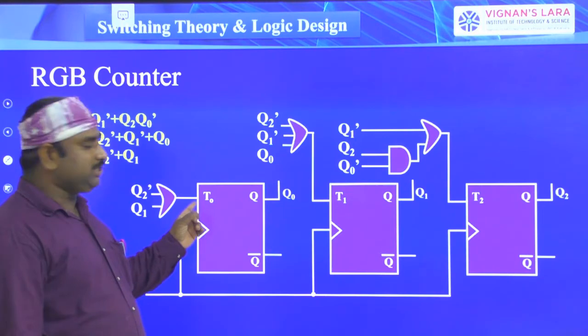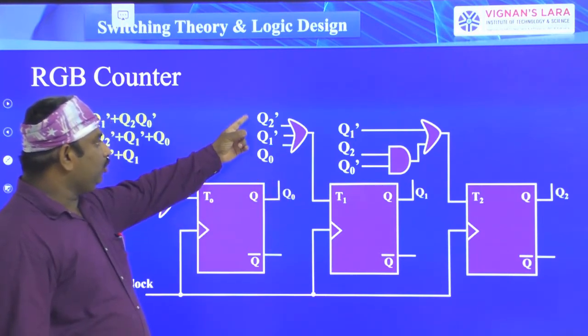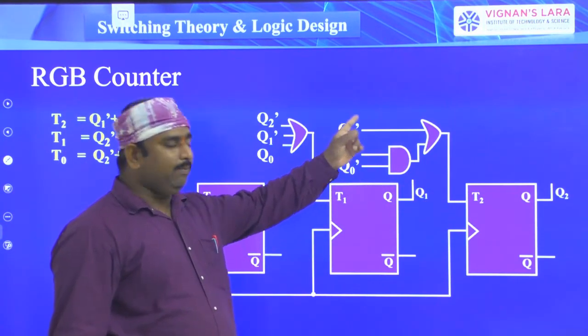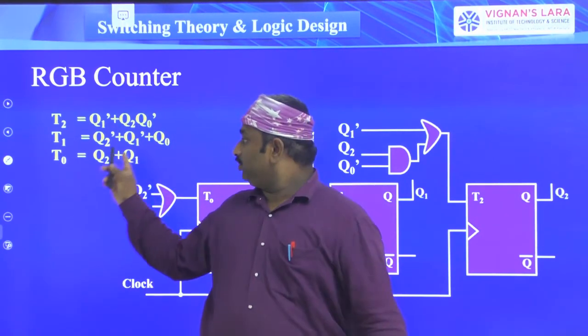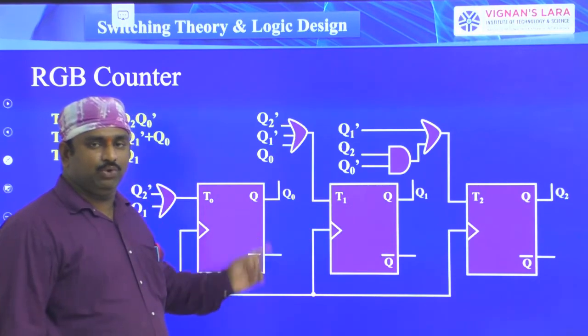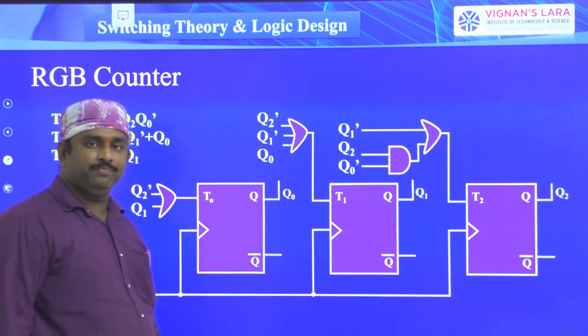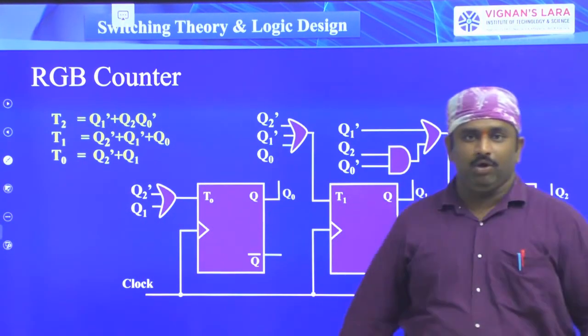So T0 is equal to Q2 bar plus Q1, T1 is equal to Q2 bar plus Q1 bar plus Q0, and T2 is equal to Q1 bar plus Q2 into Q0 bar. So these are the expressions. These are the finalized simplified expressions, and this is the simplified circuitry. Okay, right. So this is the implementation of the RGB counter.